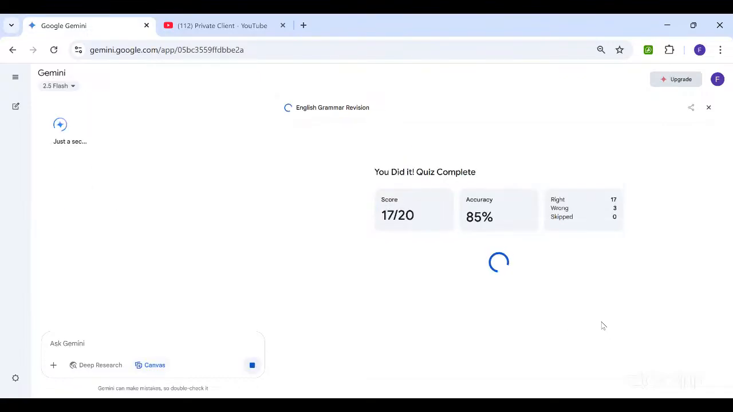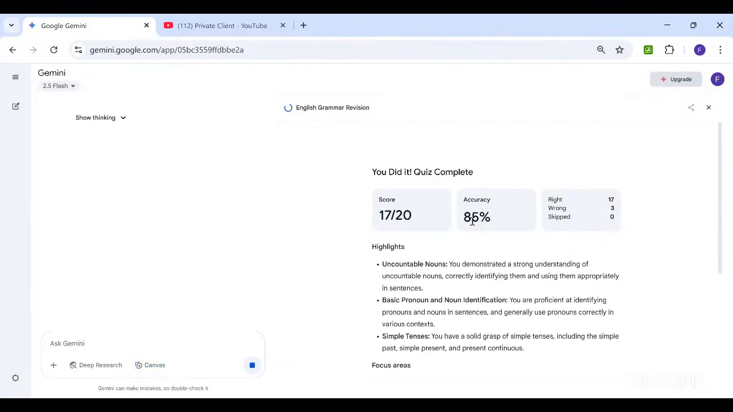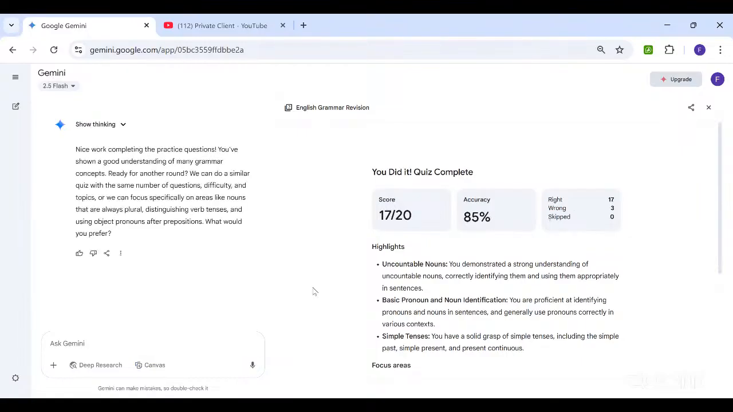Well done. So 17 out of 20. We don't say 17 over, we say 17 out of 20. So we have 85%. So here is the feedback. It says you demonstrated a strong understanding of uncountable nouns, correctly identifying them and using them appropriately in the sentence.